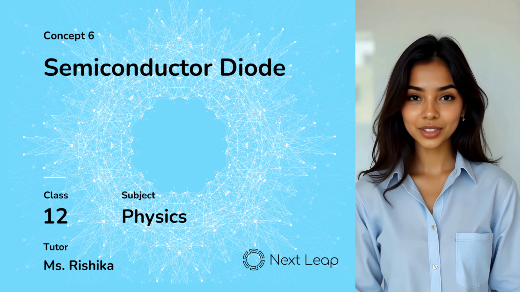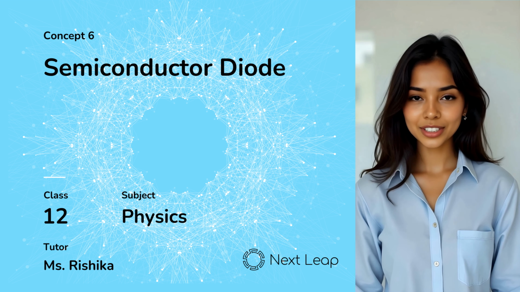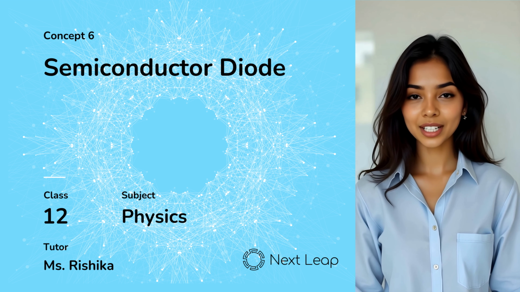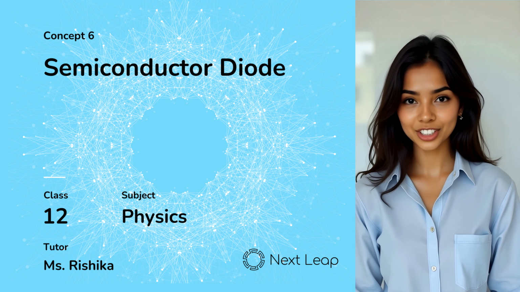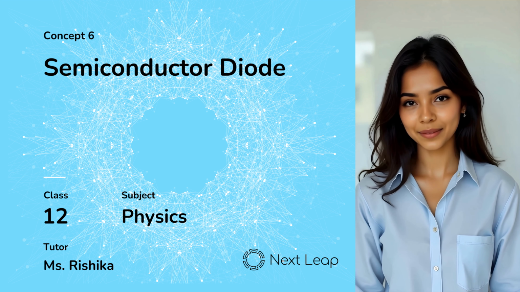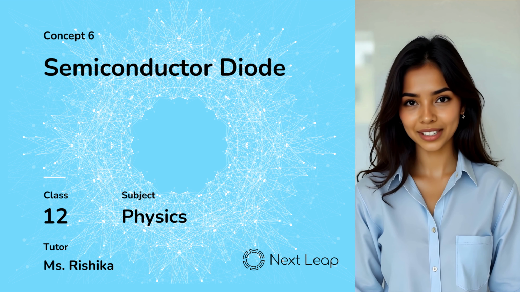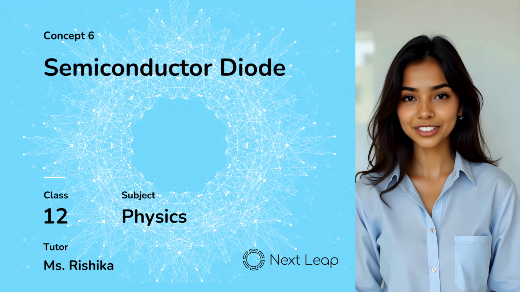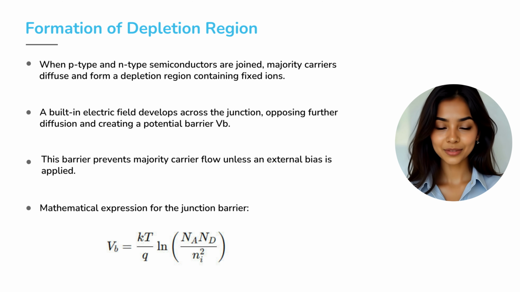This exponential relationship between voltage and current is the cornerstone of the diode's rectifying behavior. It lets current pass easily in one direction and blocks it the other way. No wonder we call it the traffic controller of circuits. So how does this magical one-way gate even form?